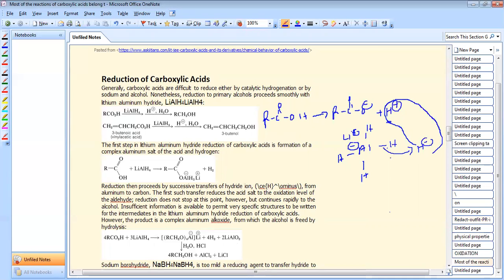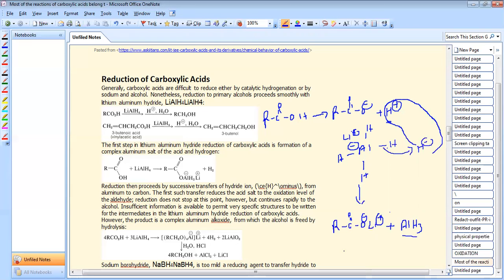That results in the release of hydrogen gas. So this is the first step. In that first step, it will be converted to the carboxylate ion, COO minus, with lithium, the lithium salt of the carboxylate ion, along with AlH3. So this is the first step. Sometimes here, see what happens.